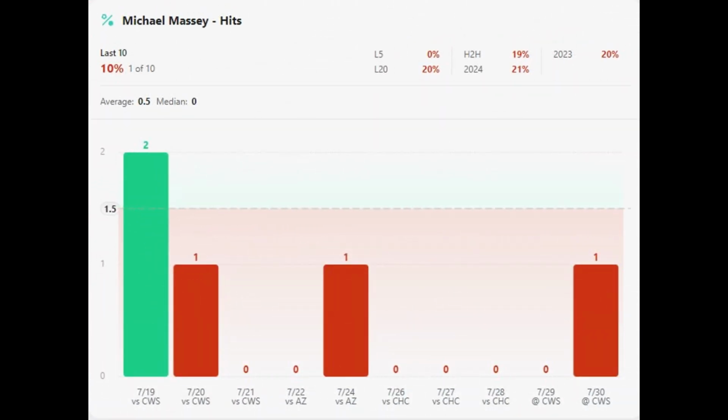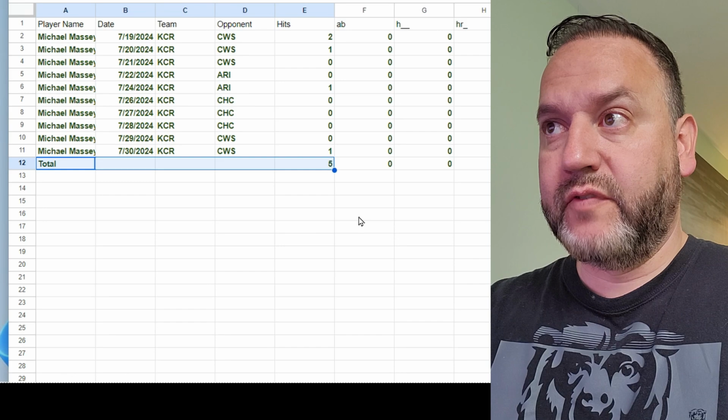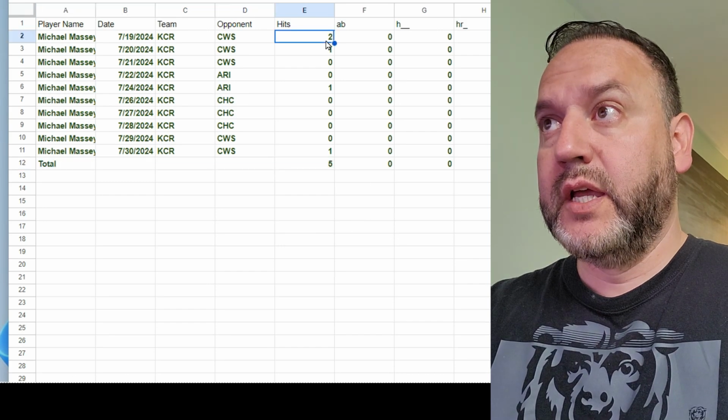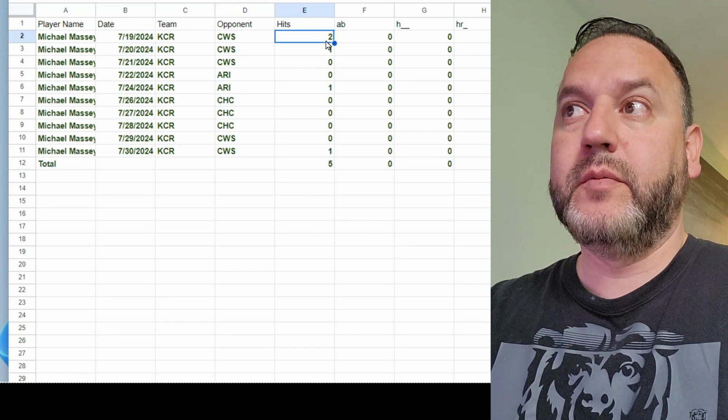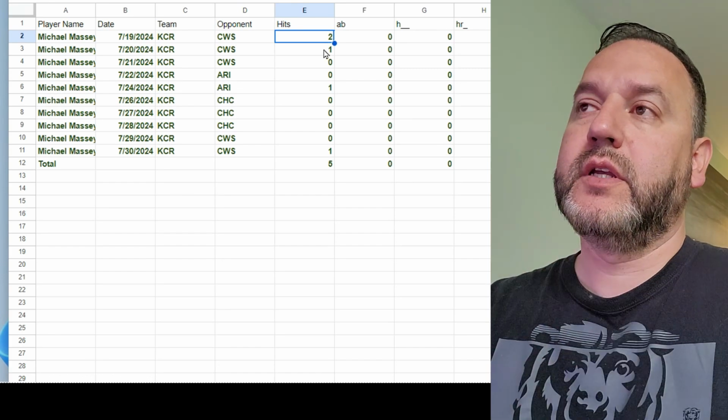The one that popped out immediately was this Michael Macy. As you can see, he's got a total of 5 hits in the last 10 games. He's only had 1 game with 2 hits in the last 10 games.